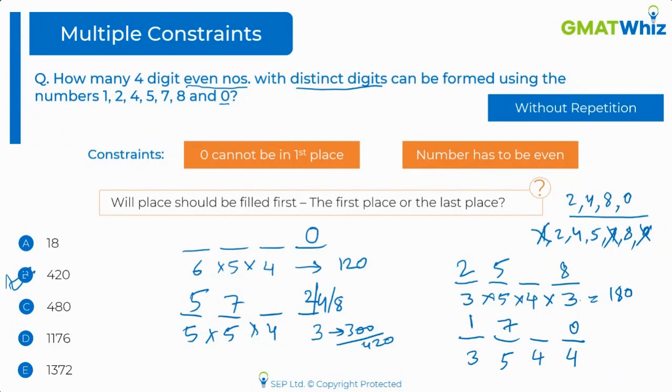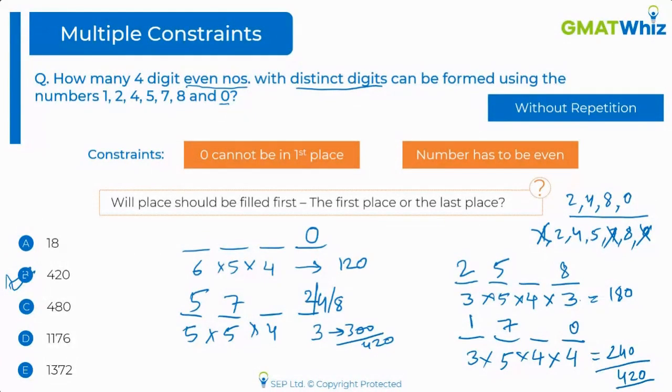4 for the fourth place. So all in all, you multiply this. What is the product that you get? You get 240 as the product, and you sum them up. You are still ending up with a 420. Okay, and that's the correct answer. So it doesn't matter whether you fill the last place first or the first place first. Just make sure you are keeping in mind both the constraints.